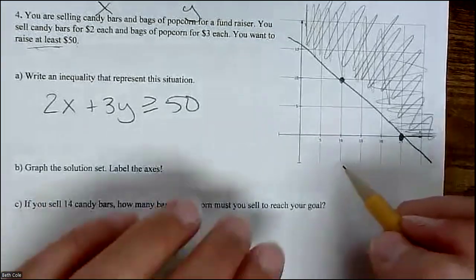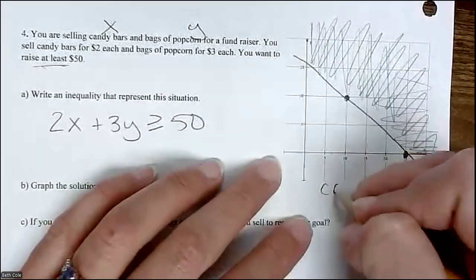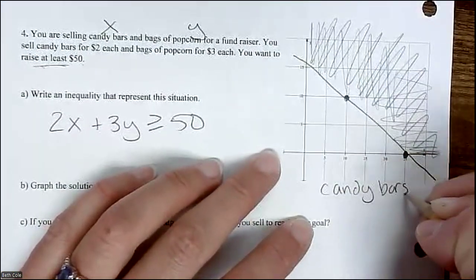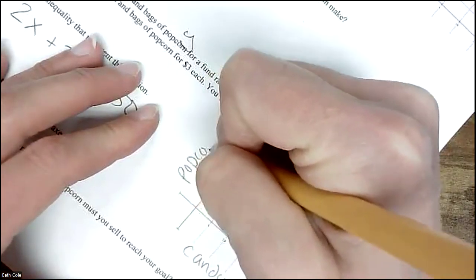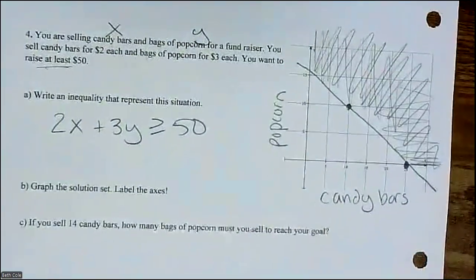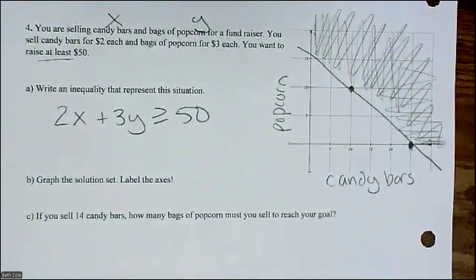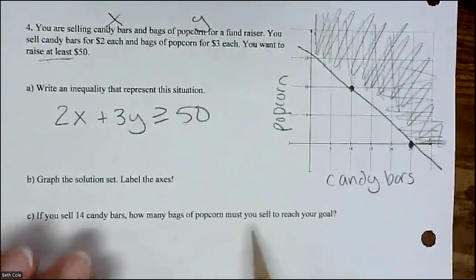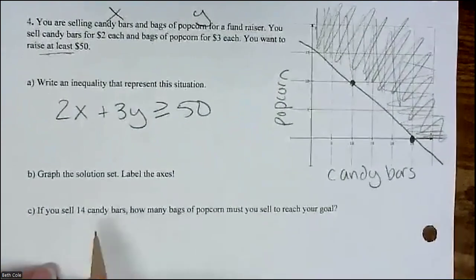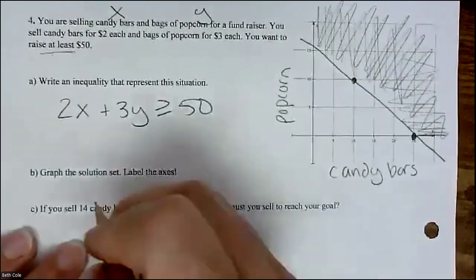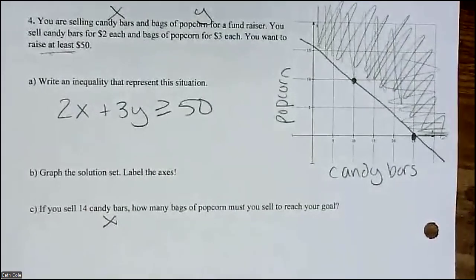So let's label the axes. What did we say X was? Candy bars? And then Y is popcorn. All right, stick with me. Last one. It says, if you sell 14 candy bars, how much popcorn do you have to sell to reach your goal? With candy bars, X or Y? It's X.